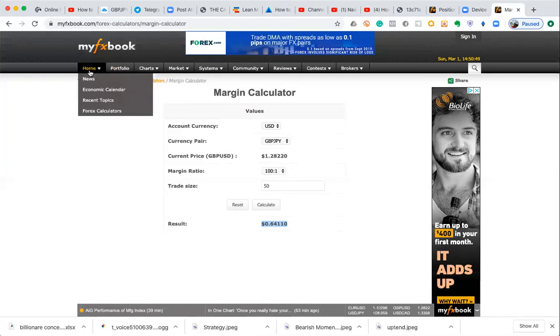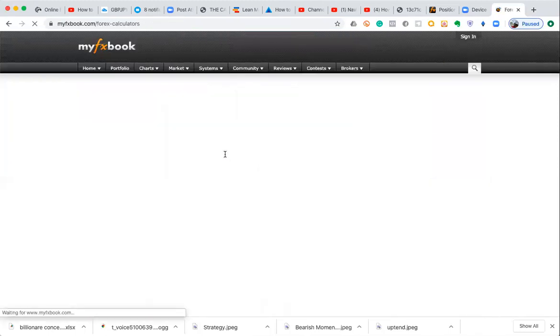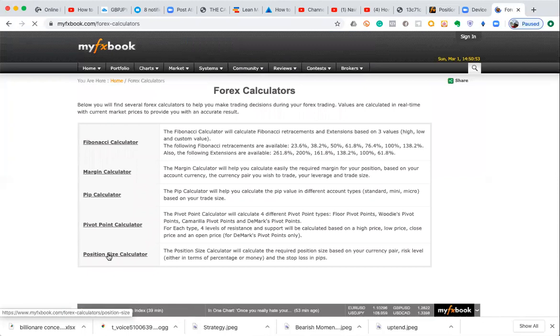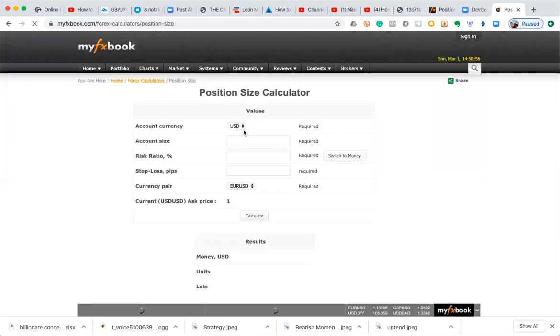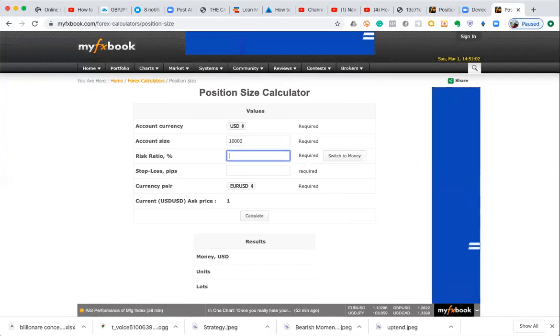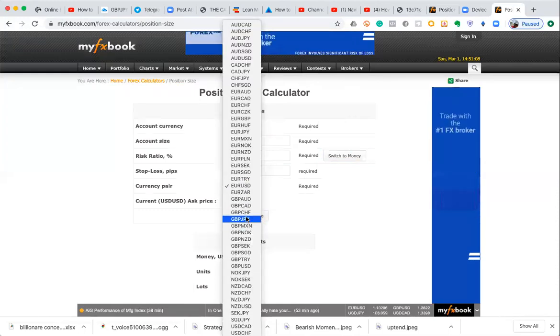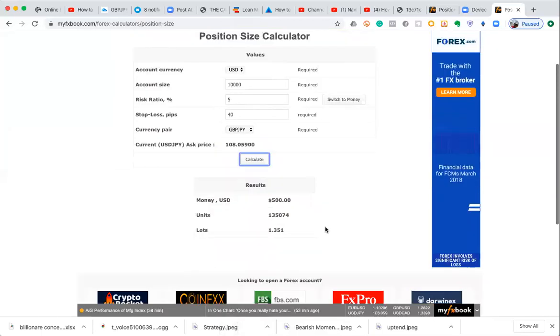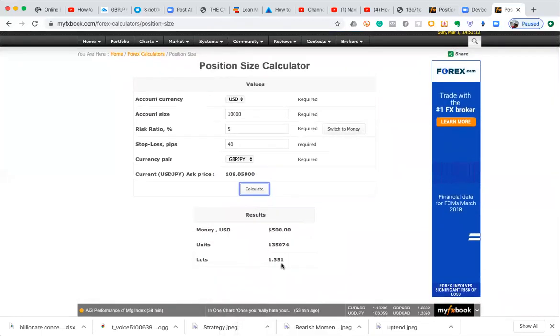Okay. So now your calculator over here for your position size, again, you got $10,000. Your risk ratio is say 5%, 40 pips, GJ. Calculate. You get a lot size of 1.35.